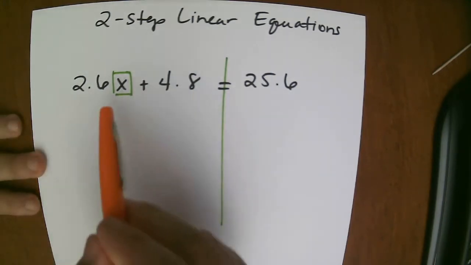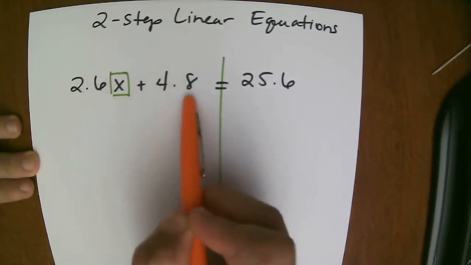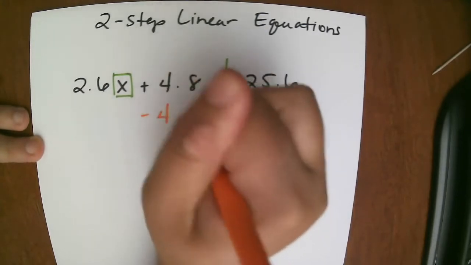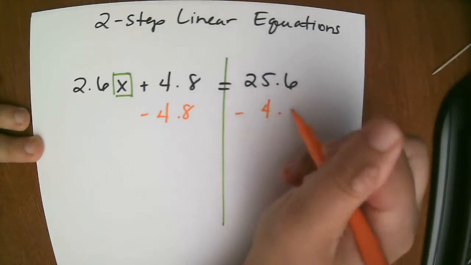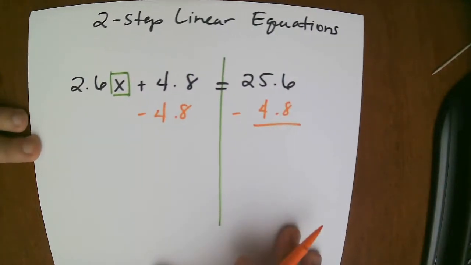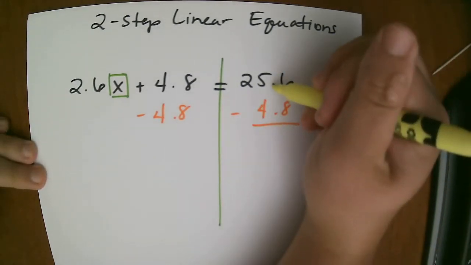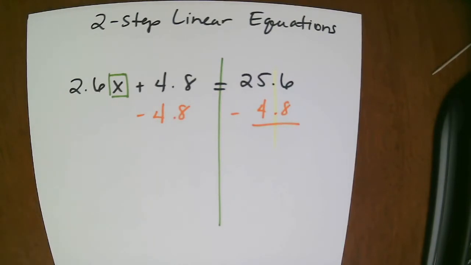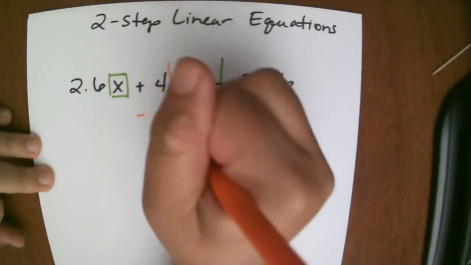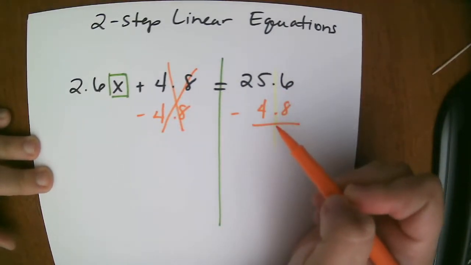And the way we're going to move it is we're going to take the inverse operation of positive 4.8. So the inverse operation of positive 4.8 is negative 4.8. So we're going to actually subtract 4.8 on both sides. And this is where you have to be mindful of the rules, right? I have two decimals here being subtracted, so I want to make sure I line them up, which I did. So these end up canceling out, becoming 0. So I have 25.6 minus 4.8.